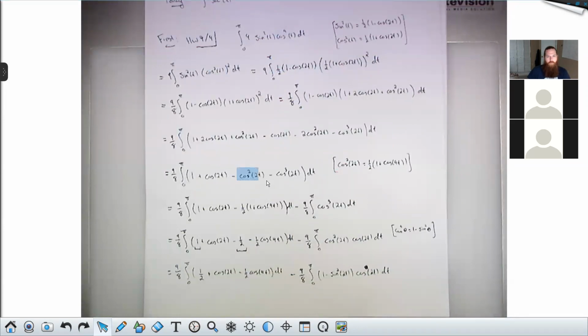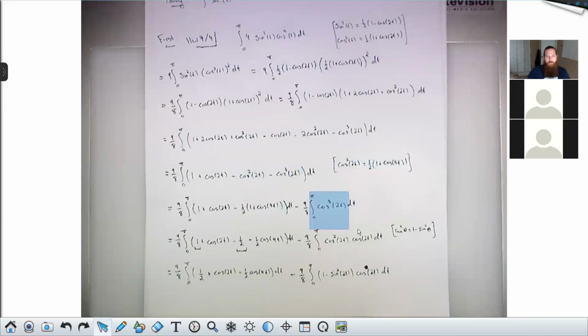Then on this piece, which is still an even power, we use our modified half angle identity. Distribute. And I broke off the cos cubed integral at this step because it's not an even power, it's an odd power. So it's going to get different treatment, right? Even powers and odd powers, different treatment.